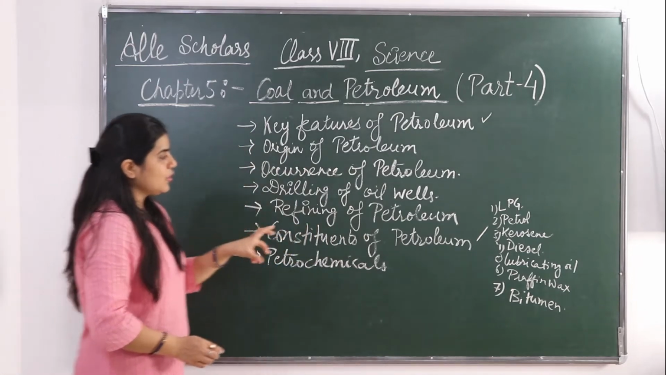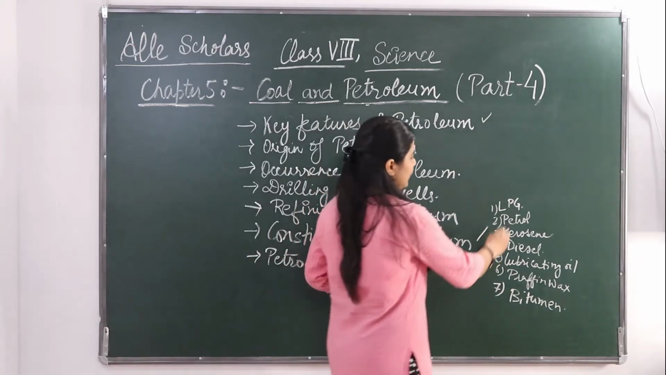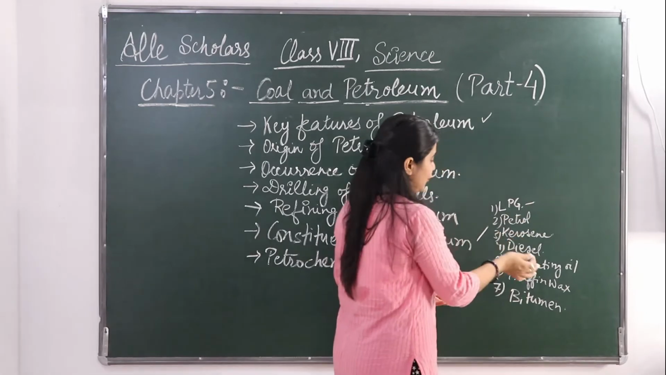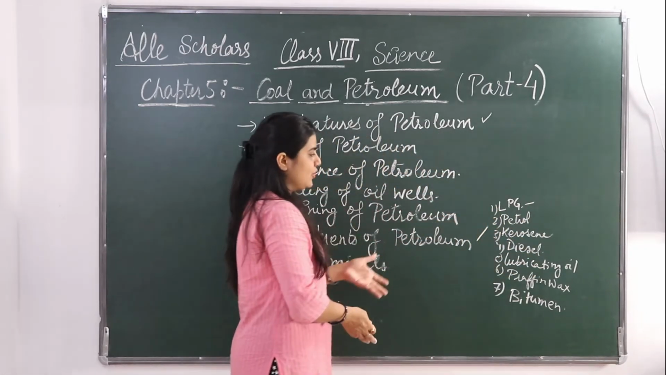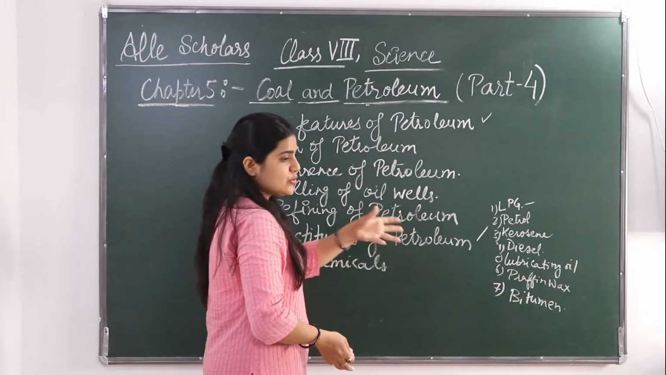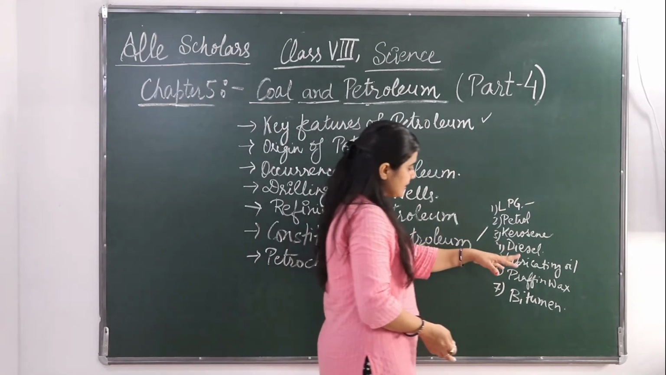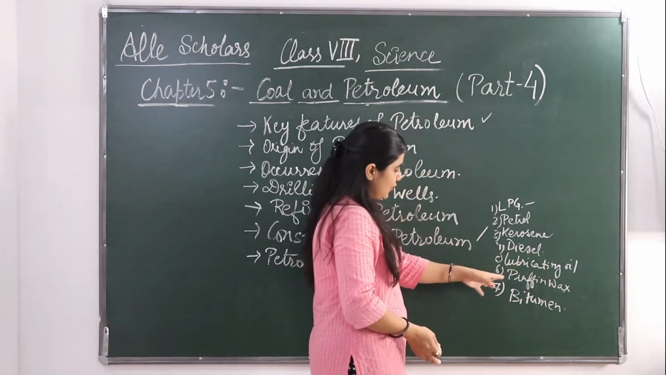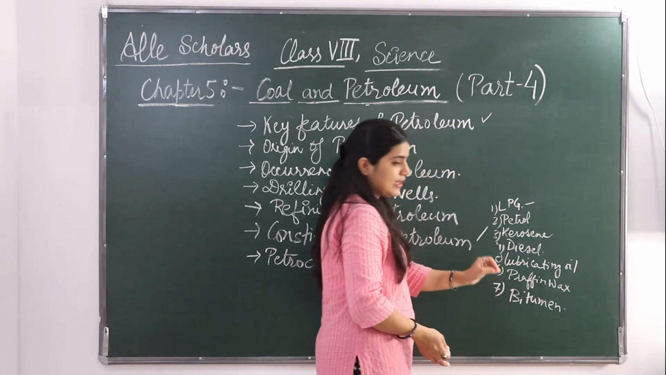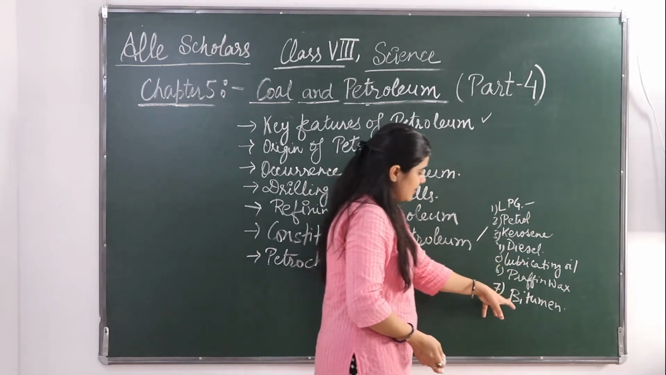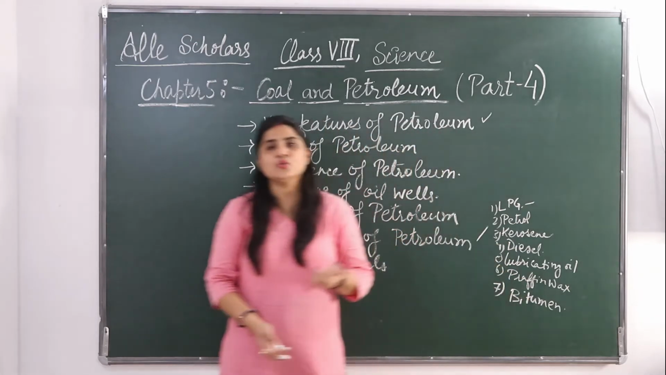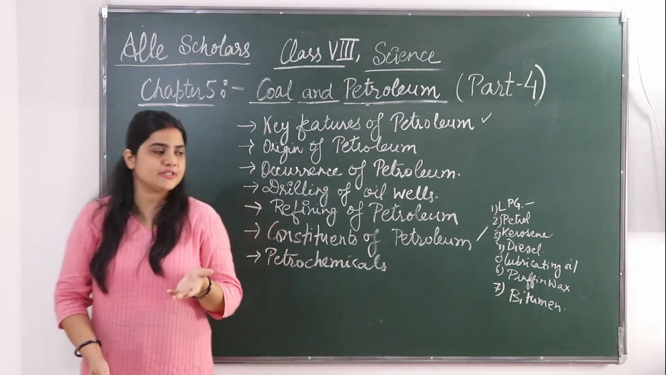petroleum, and we will also see their uses, how LPG is used in the home for cooking and all, petrol is used in automobiles, kerosene is used in lamps and all, diesel and lubricating oil for lubrication, paraffin wax in making candles, vaseline and all, and bitumen is used in paints and in surfacing roads.